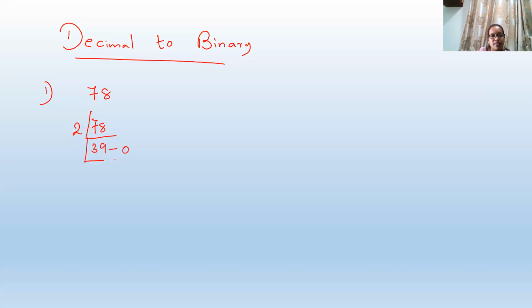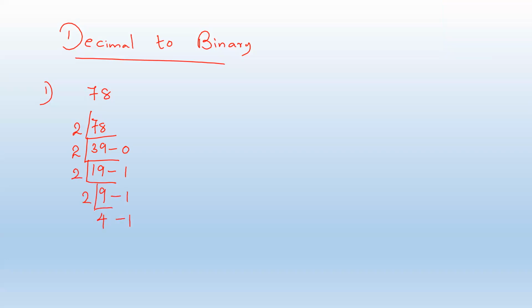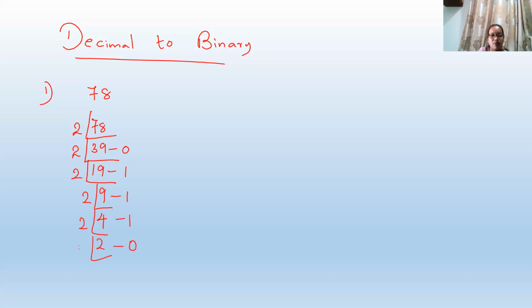Can you do it? The remainder is 0. Again, divide by 2. How much is that? 19, and the remainder is 1. Again, 9, remainder is 1. Divide by 2, 4, remainder is 1. Divide by 2, remainder 0. Divide by 2, 1, remainder 0. Or 1. If you like, you can go one step further, but it's better to stop from here, until you have a number that is less than the divider.